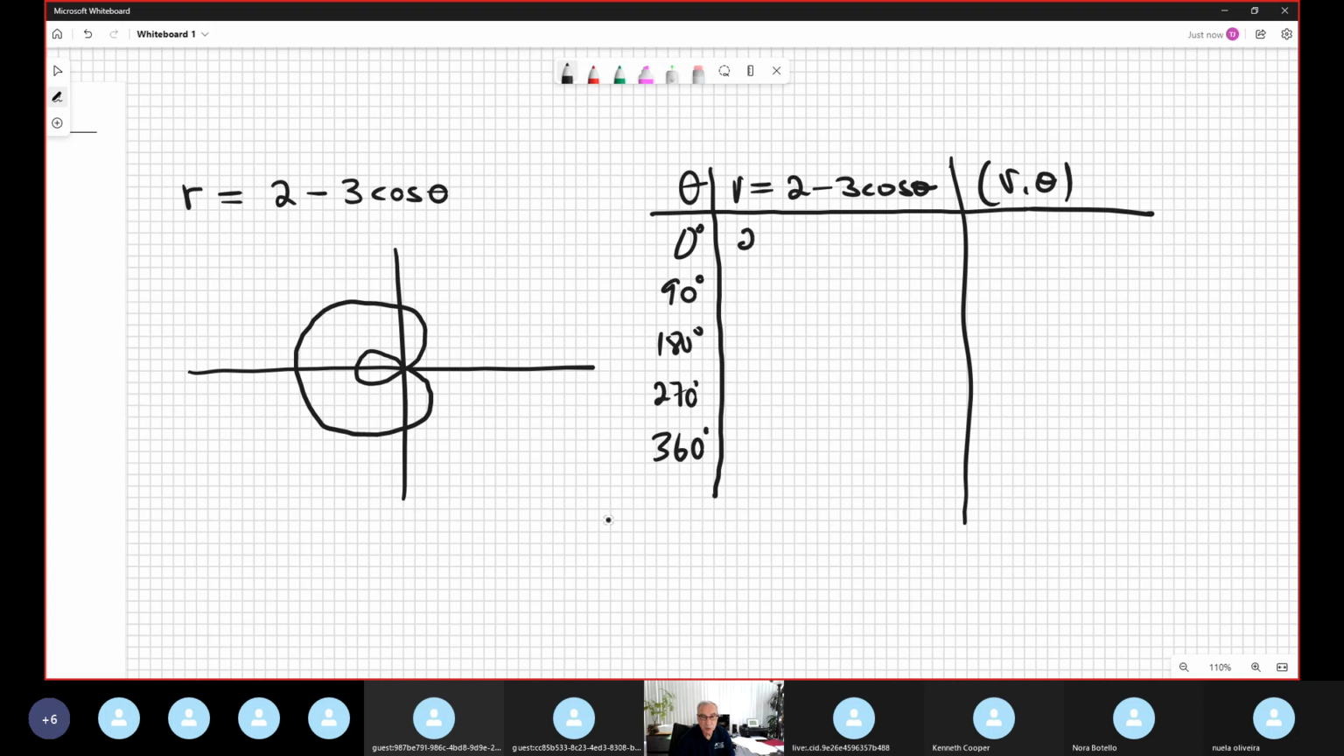Entonces es 2 minus 3 cosine 0. Cosine 0 es 1. Entonces es negative 1. Okay, it's negative 1. But the point is negative 1, 0. I don't know si this point, let's see after, is this point. I believe it's this point.